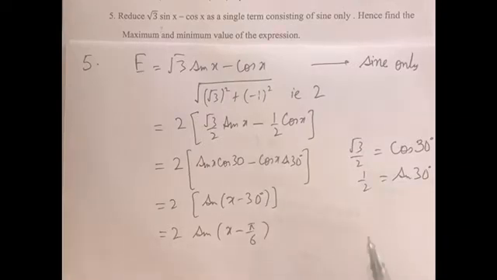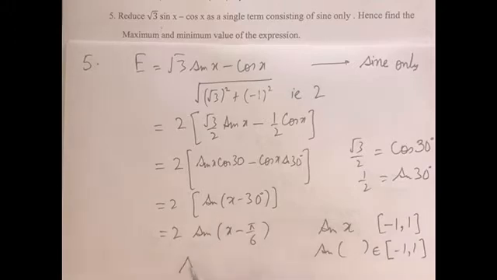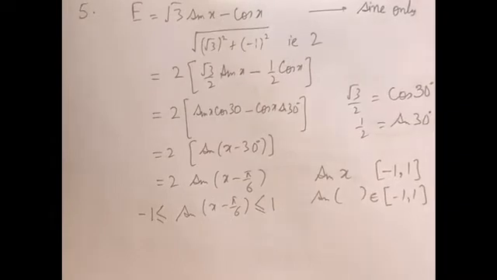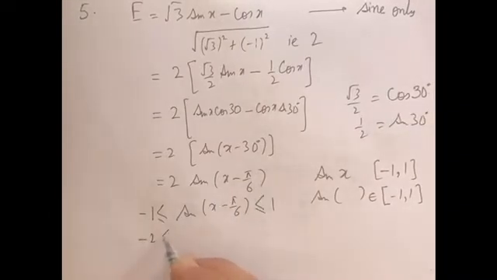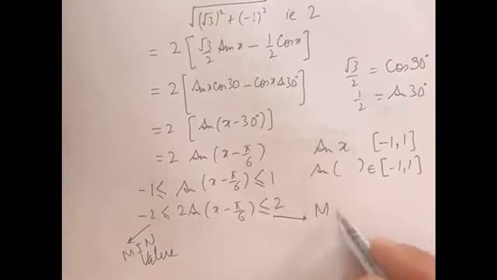Now to find the maximum and minimum value of the expression: sine of x or sine of anything has maximum value plus 1, minimum value minus 1. The range of values is minus 1 to plus 1. Similarly, this also belongs to minus 1 to plus 1. So this sine of x minus pi by 6 is lying between minus 1 and plus 1. And what do we want? We want the value of 2 times sine, so multiplying throughout by 2, 2 sin of x minus pi by 6 is less than or equal to 2. So minus 2 is the minimum value, and plus 2 is the maximum value.